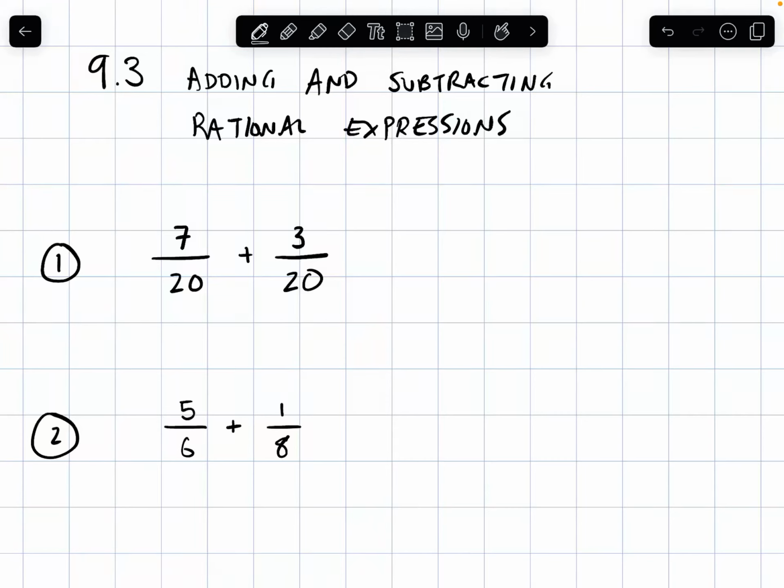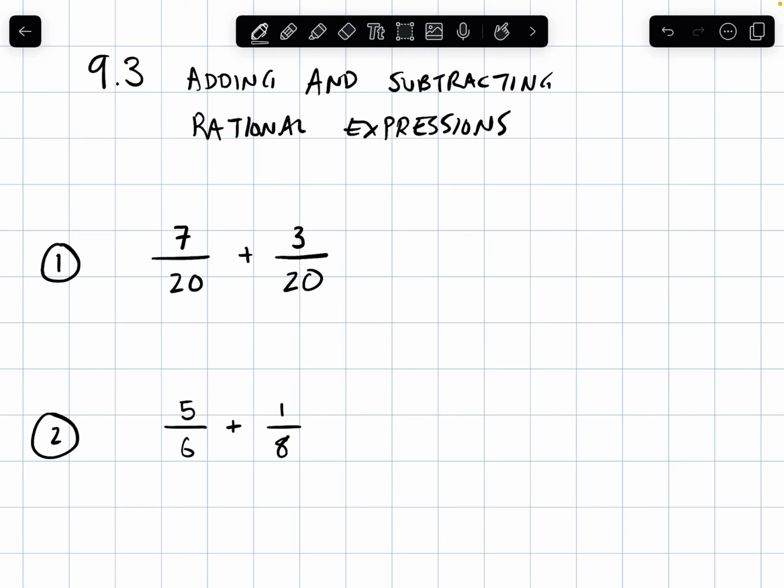In section 9.3, we are adding and subtracting rational expressions. So these rational expressions, we're going to have fractions here. We know we're going to have x in the denominator most of these times, and then we're just going to be adding and subtracting them. So this is very similar to adding and subtracting fractions that we've learned since elementary school. When you do this, again, you can only add or subtract fractions if they have the same denominator.